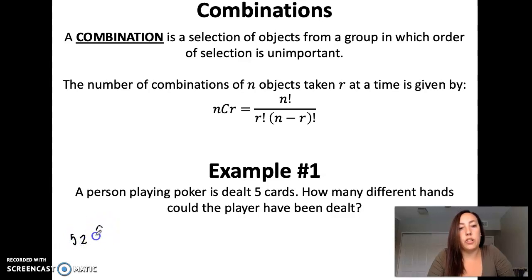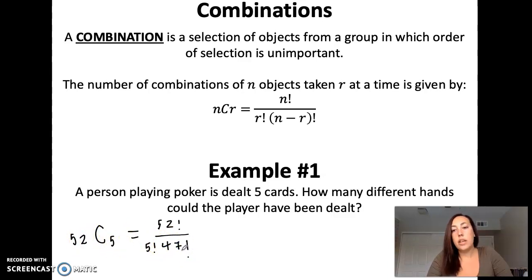So we have 52 cards and we're choosing 5 of them to deal out. Again, you can use the formula if you want. It would be 52 factorial over 5 factorial times (52 minus 5 is 47) 47 factorial. If you're using your calculator, make sure you put that in parentheses.